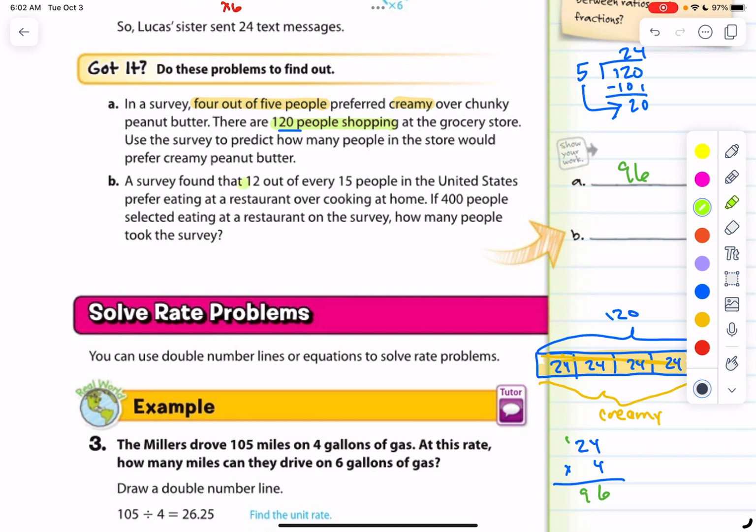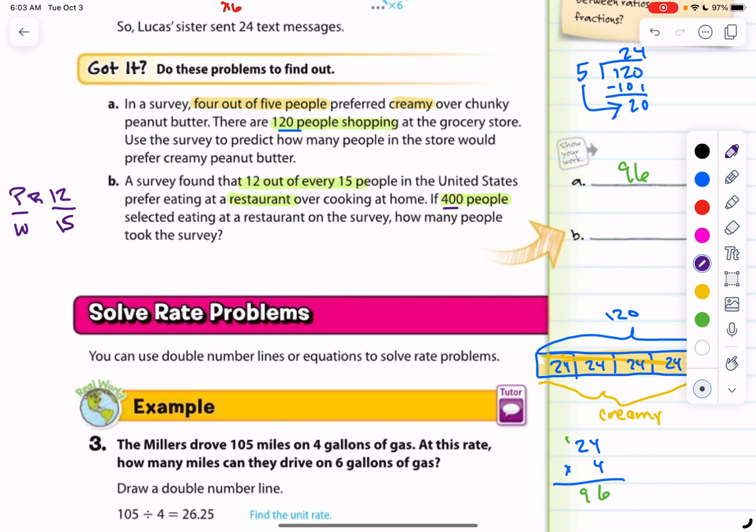A survey found 12 out of 15 people in the United States prefer eating at a restaurant over cooking at home. If 400 people selected eating at a restaurant on the survey, how many people took the survey? Well, the first thing I notice is that we have a part to whole or part to total question here. We know 12 out of 15 people prefer eating at a restaurant. So if 15 people take the survey, 12 will prefer eating at a restaurant. And 15 is the whole.